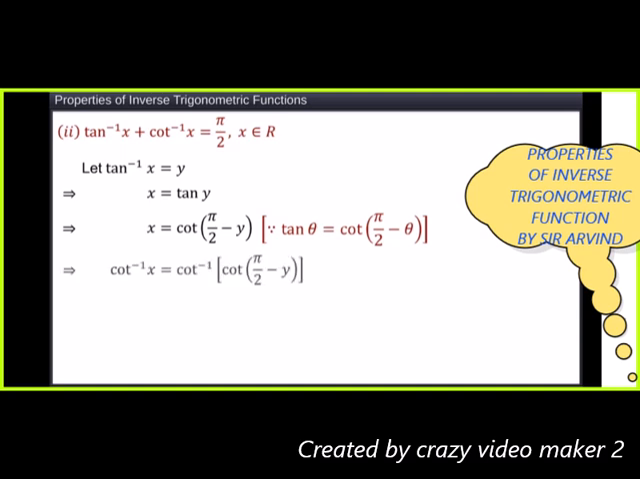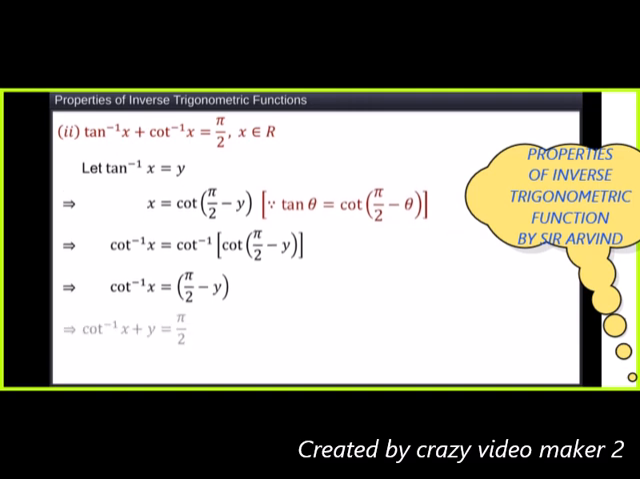Now let us take cot on opposite side. It gives you cot inverse x is equal to pi by 2 minus y. Let us replace y is equal to tan inverse x. Then it gives you cot inverse x plus y is equal to pi by 2, and put y is equal to tan inverse x. So it gives you cot inverse x plus tan inverse x is equal to pi by 2.